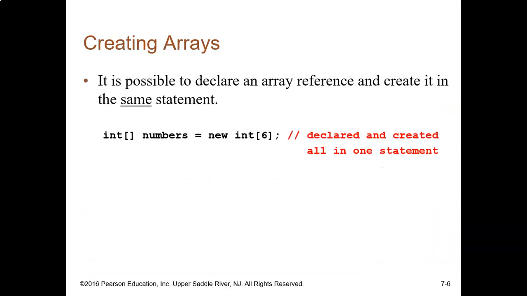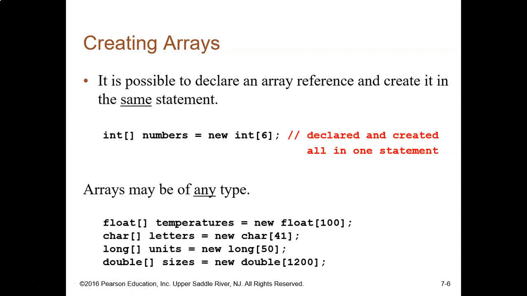Now it is possible to declare an array reference and create it in the same statement. Now we have done that before with objects of classes where we declared them in one statement, created it in a second statement, or we can declare them and create them all in the same statement. So let's look at the last example, but all put together in one statement. Here we declared an integer one-dimensional array called numbers, and then we use the new keyword to go ahead and create it, and then we set it to size 6. We did it all in one statement.